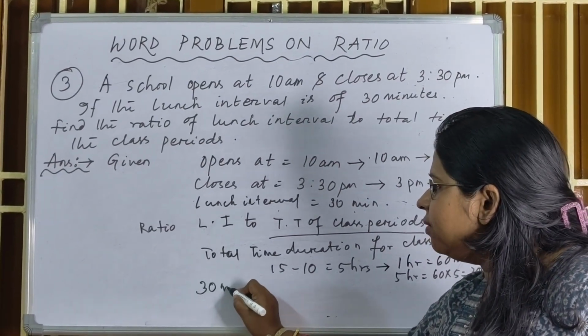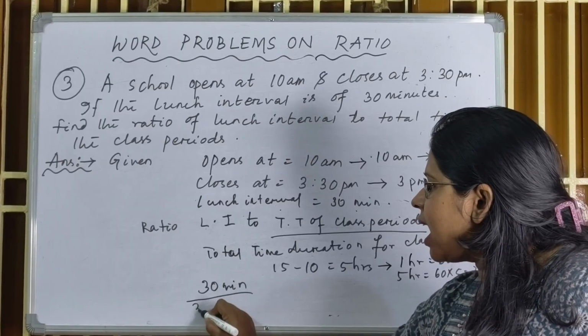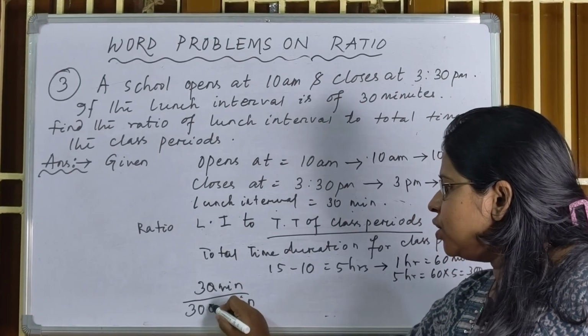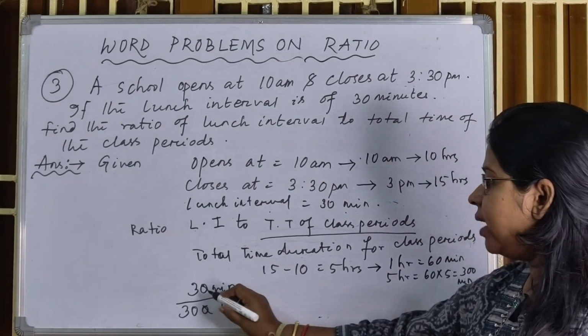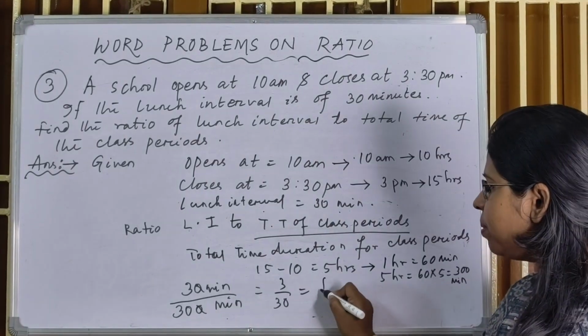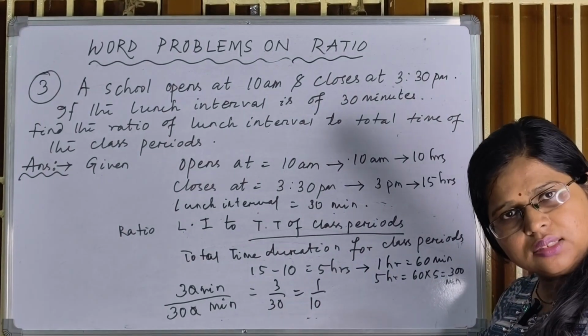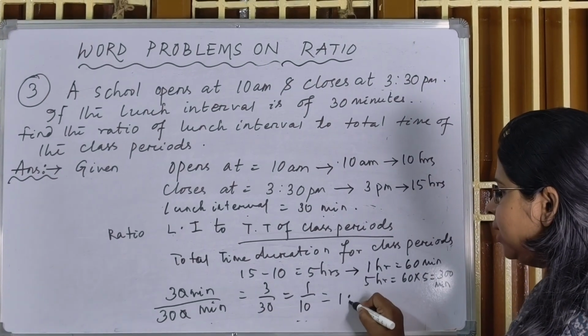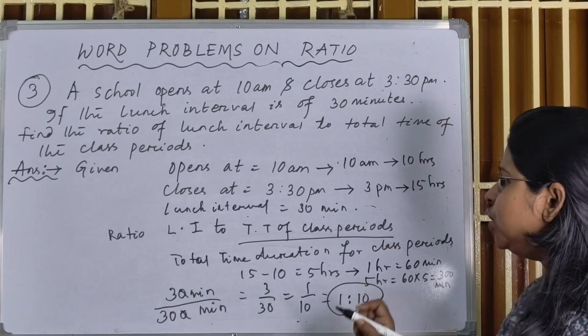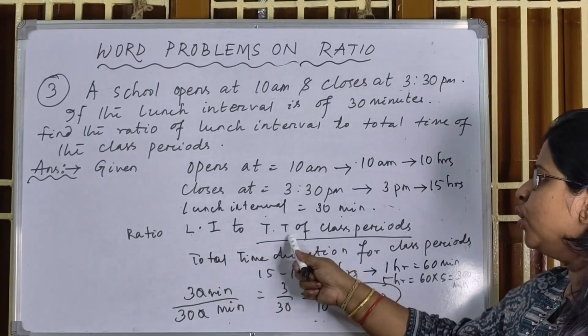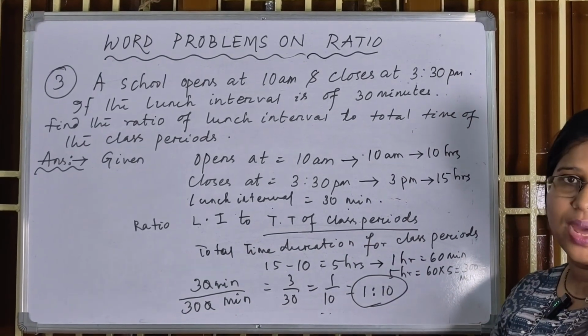The lunch interval to total class duration. 0 and 0 we are ignoring, and 3 by 30 is 1 by 10, because 3 tens are 30. So 1 by 10 means 1 is to 10. The ratio of lunch interval to total time of class periods is 1 is to 10.